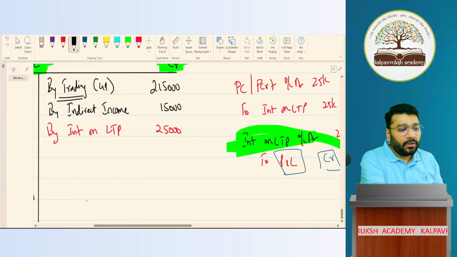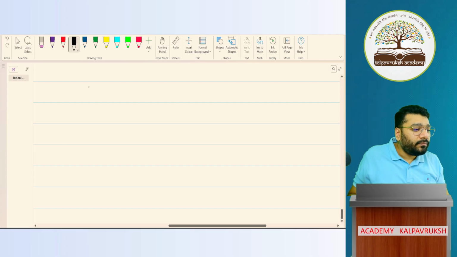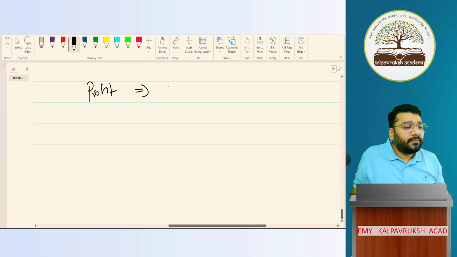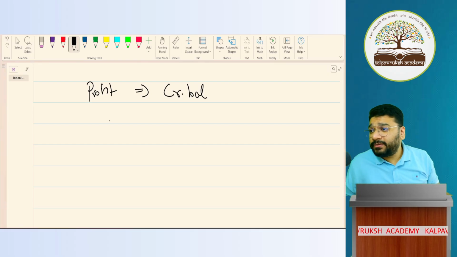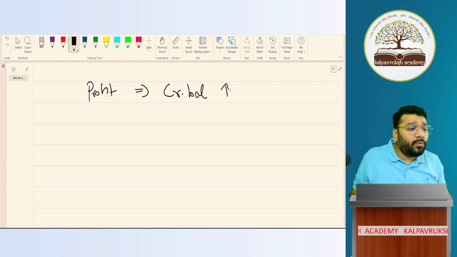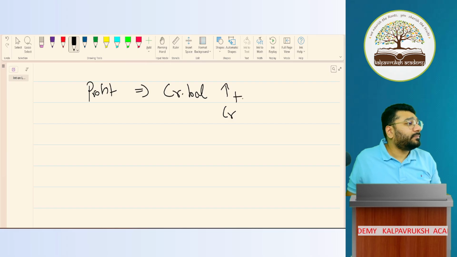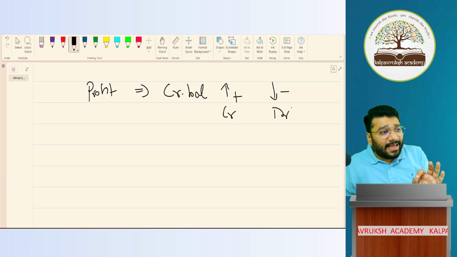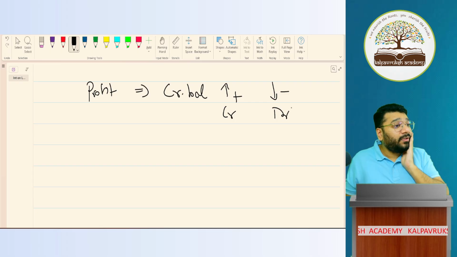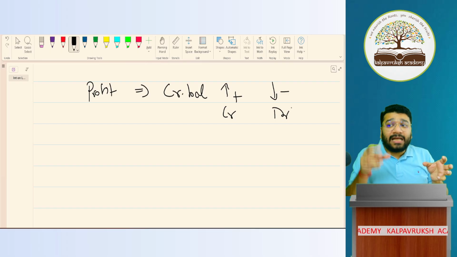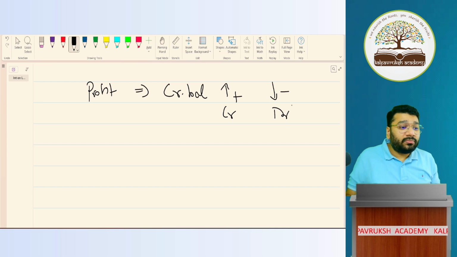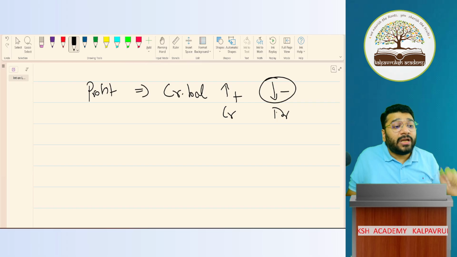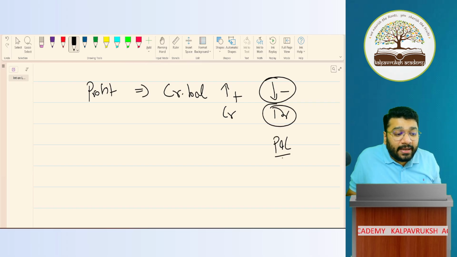My question to all of you: profit is what balance? Loss is what balance? To increase profit, what am I supposed to do? Increase means add, decrease means minus. What should I do? Debit. Now currently profit is there in the P&L bottle. I'm transferring that profit from P&L to P&L appropriation. In which bottle will the profit go down? That I should debit or credit? So P&L should be debited.